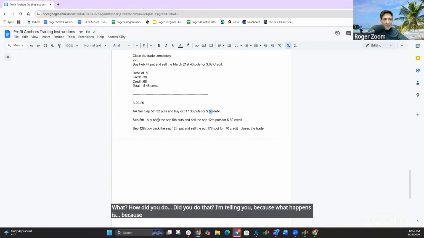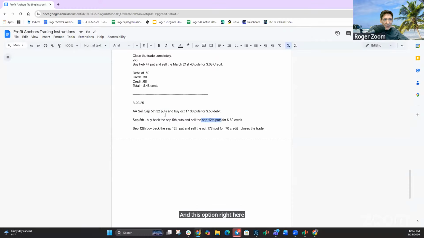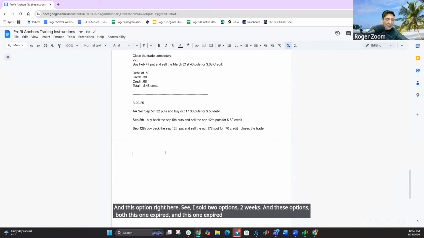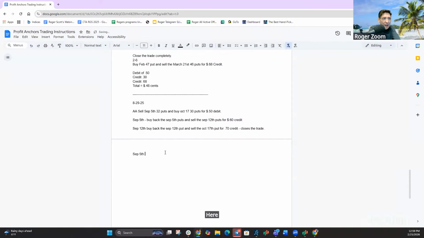this option right here and this option right here. See, I sold 2 options, 2 weeks. And both this one expired and this one expired. The September 5th option expired. The September 12th option expired, right? So I keep the premium on both of the options above, right?